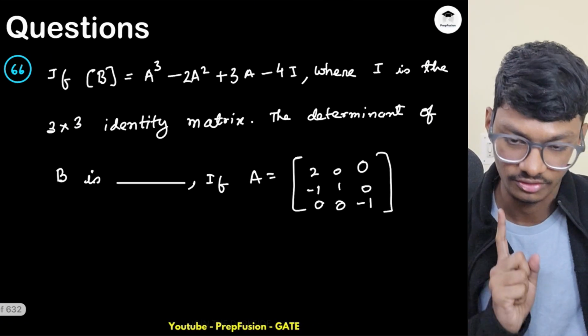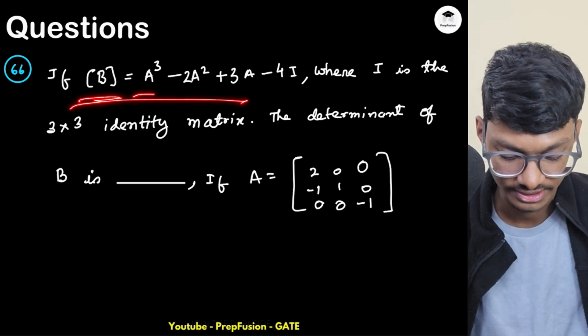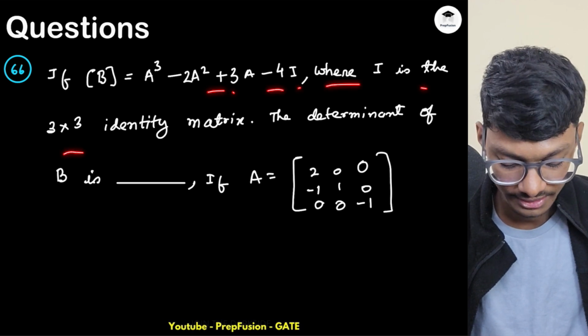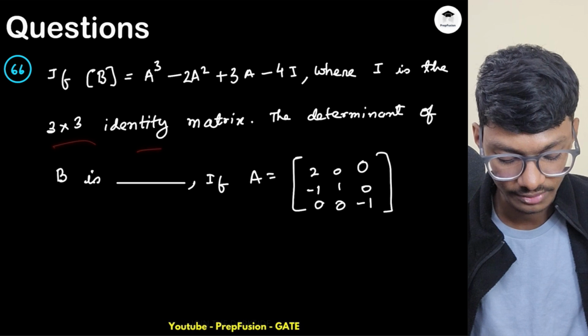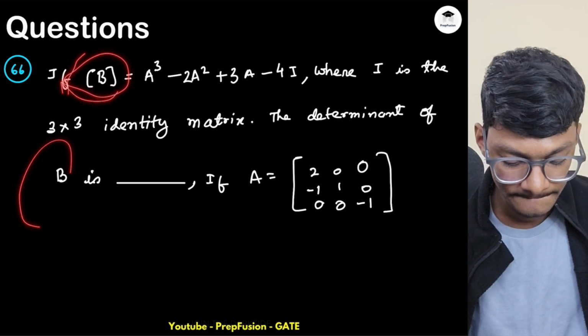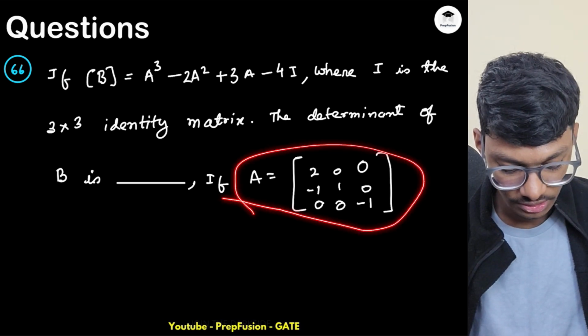You have to use the property of the Cayley-Hamilton theorem. So we are then given the next question where the B matrix is given as A cube minus 2A square plus 2A minus 4I, where I is a 3 cross 3 identity matrix. You have to find the determinant of B, right? So how will you solve this? A is given like this. So what you can do?